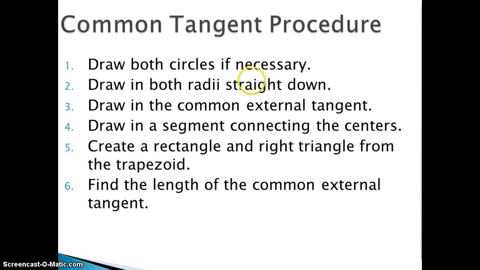And then we want to draw in a segment connecting the centers, and we'll talk about how we get that measurement a little bit later. And then step 5, you're going to have a trapezoid now. You're going to take that trapezoid and break it apart into a rectangle and a right triangle. We can easily solve rectangle and right triangle measurements. Trapezoids are a little more challenging. And then find the length of the common external tangent. Looks like a lot of work, but if you follow this procedure, you should be in really good shape.